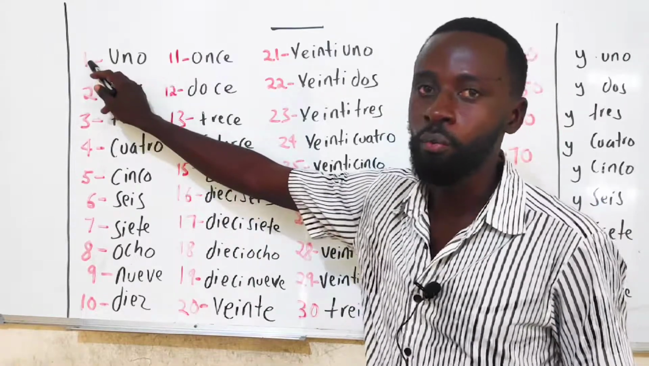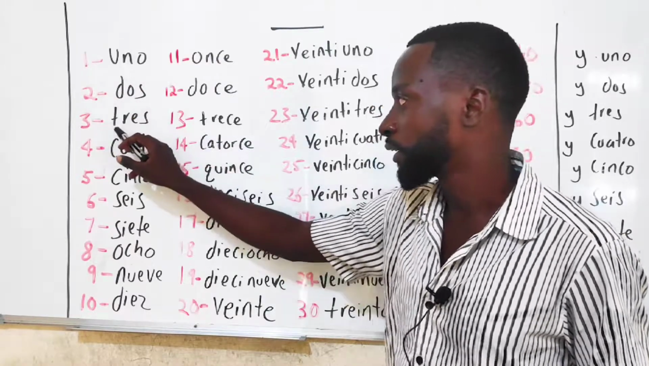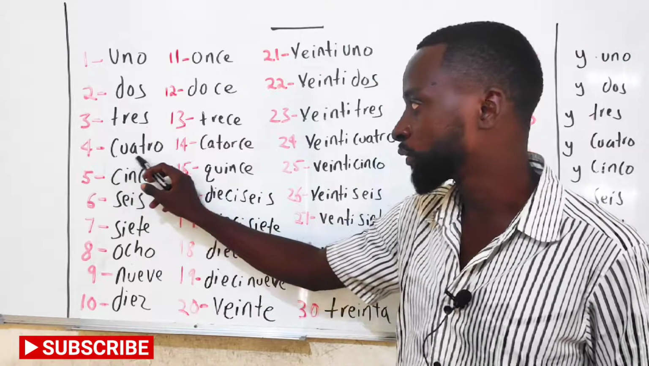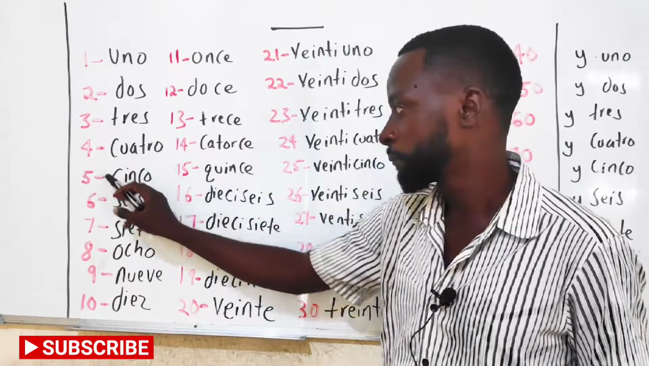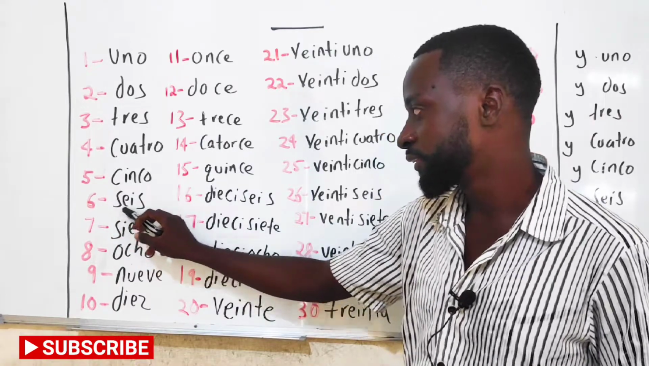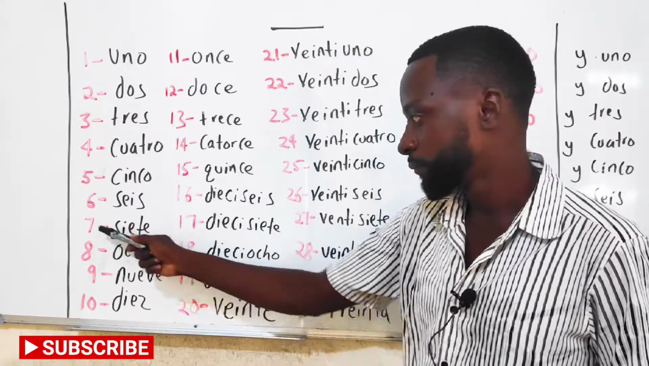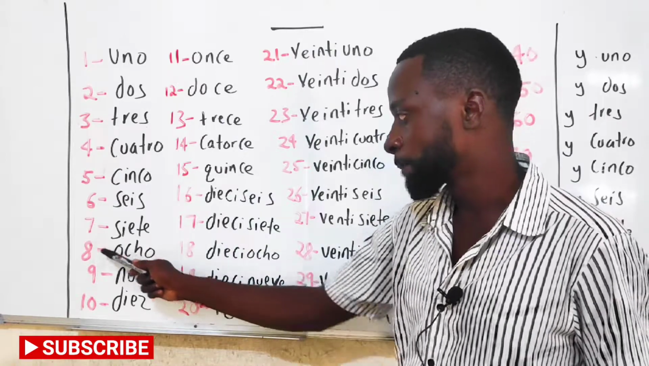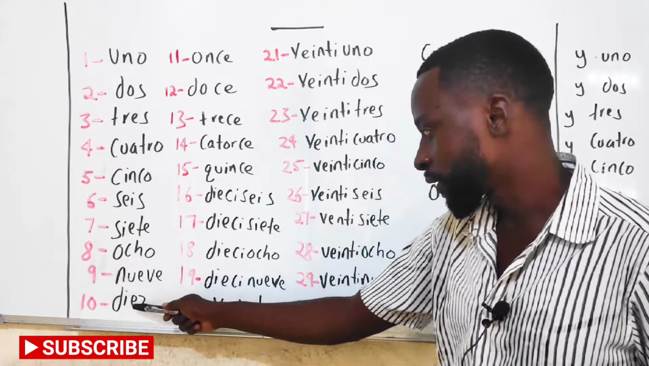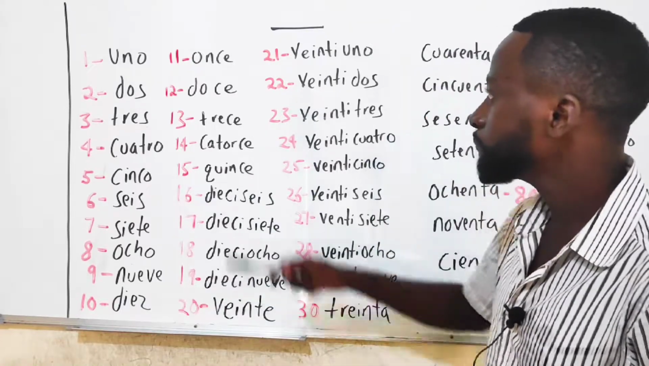Uno. That's one, the number one. Dos, number two. Tres, that's three. Cuatro, that's four. Cinco, five. Seis, six. Siete, seven. Ocho, eight. Nueve, nine. Diez, 10. Ok, continuamos.